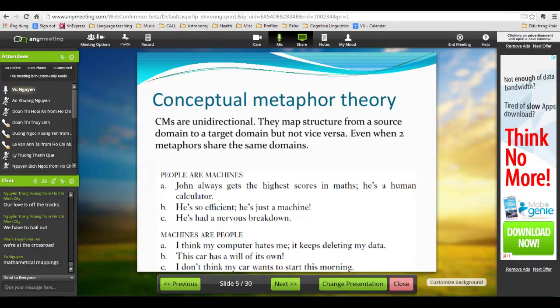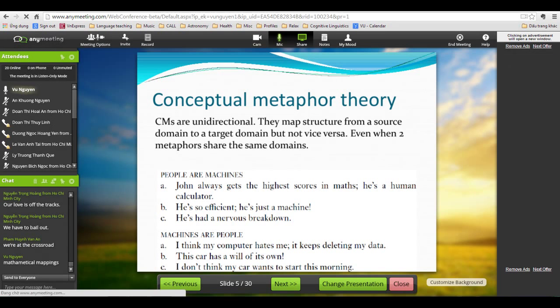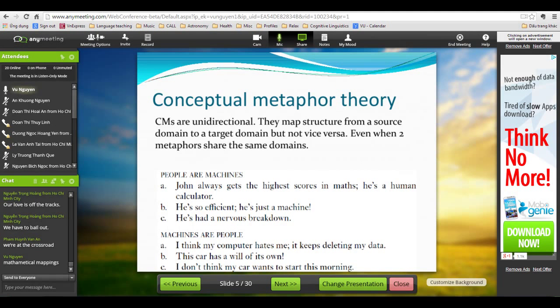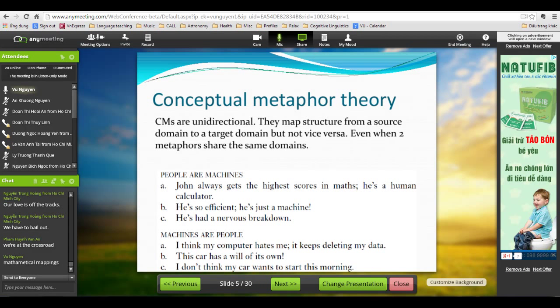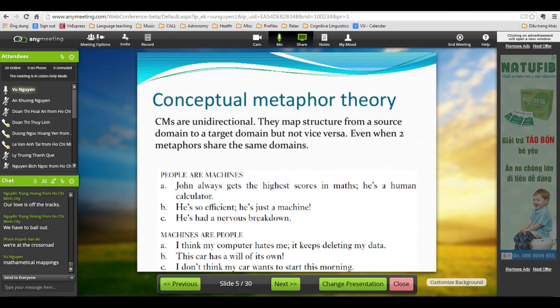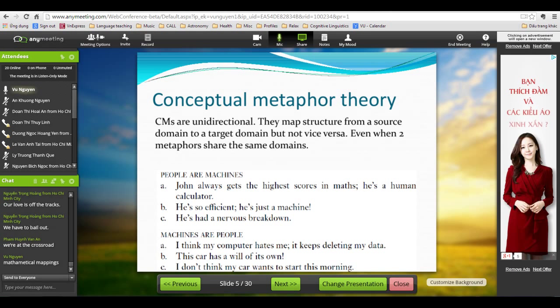Now, though features of a machine are mapped onto people in people are machines, in machines are people we see a very different mapping. In machines are people, we see that the design and the mental attitudes of human beings are mapped onto machines. So to make things short, even when we have two metaphors sharing the same domains, the mappings are still one way, unidirectional.